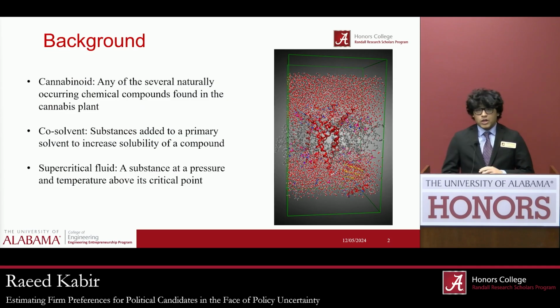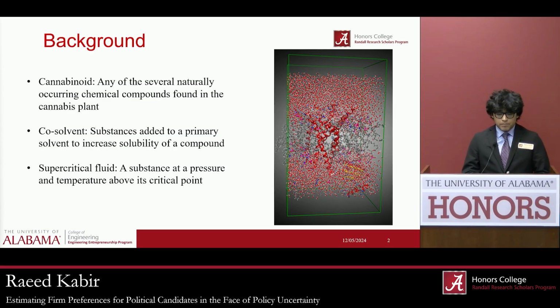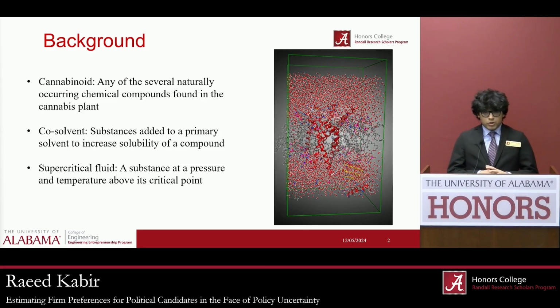So a little bit of background for a couple of the terms that we're going to be seeing. A cannabinoid, for our purposes, is any of the several naturally occurring chemical compounds from the cannabis plant. Most notably of these is THC, but we'll touch on a few other cannabinoids later. A co-solvent is a substance added to a primary solvent to increase the solubility of a compound. And a supercritical fluid is a substance at a pressure and temperature above its critical point. At this point, distinct liquid and gas phases do not exist, but below this point, pressure is required to compress it into a solid.